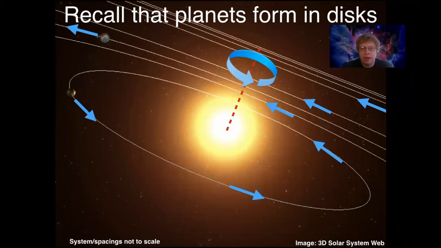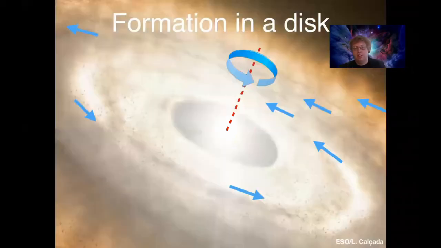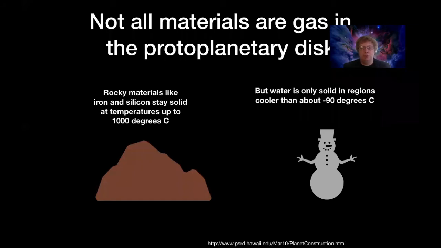I want you to recall all the way back to when we were talking about how planetary systems form, and recall that based on our observations of our own solar system and of others, we've seen that planets tend to orbit in ways that suggest that they formed in disks, and we have this thin disk of material that's all clumping together and building planets. And also remember that not all of the materials in the disk are in gas form in the protoplanetary disk. When you're close to the star, the disk is warm enough that only rocky materials like iron and silicon stay solid. But if you go far enough away from the star, you can get to a cool enough region of the disk so that water can remain solid as well.